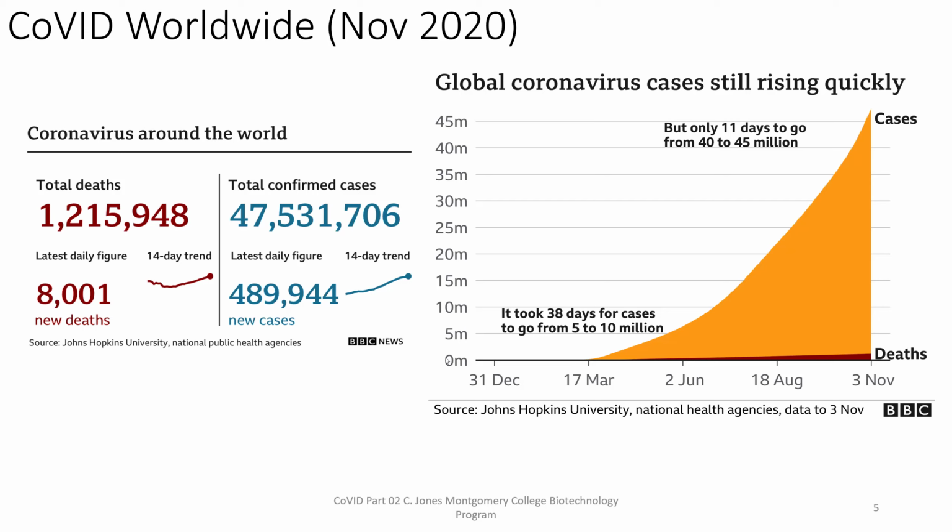Okay. So one of the things we want to see, I picked this up just a couple of days ago. It's November 4th as I record this. But coronavirus around the world, there are almost 50 million confirmed cases worldwide. There's roughly 500,000 new cases per day. 1.2 million deaths. 8,000 people are dying per day.